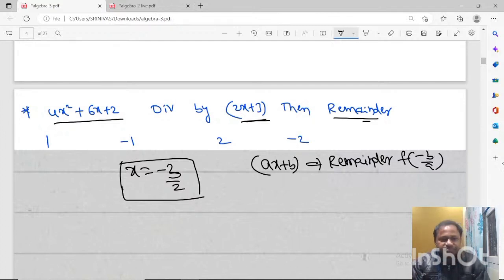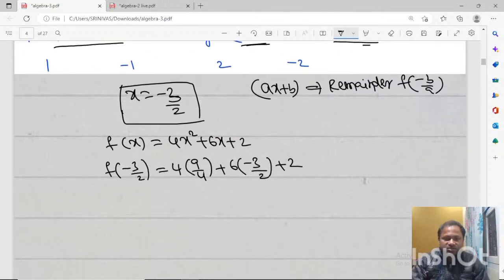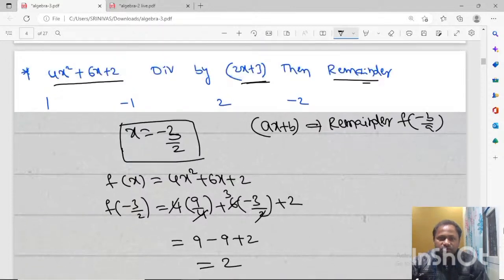Okay, Usharani. Now, f of x is equal to 4x square plus 6x plus 2. f of minus 3 by 2 is equal to, substituting, x square means 9 by 4, plus 6 into minus 3 by 2, plus 2. By simplifying this, 4, 4 cancel, and 2 into 3 gives 9 minus 9 plus 2. Everybody got the same answer, that is 2. So, your answer is correct. Very fast, faster than me.